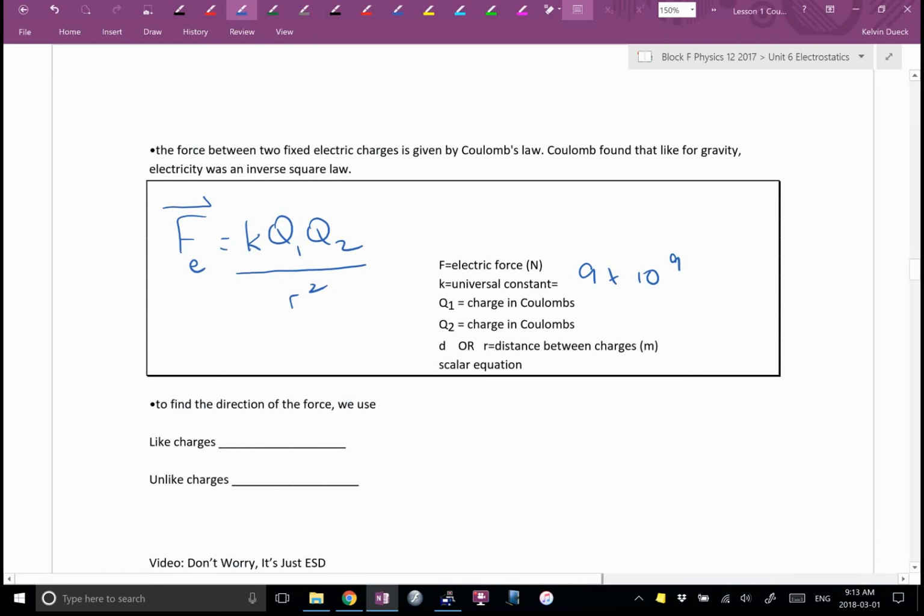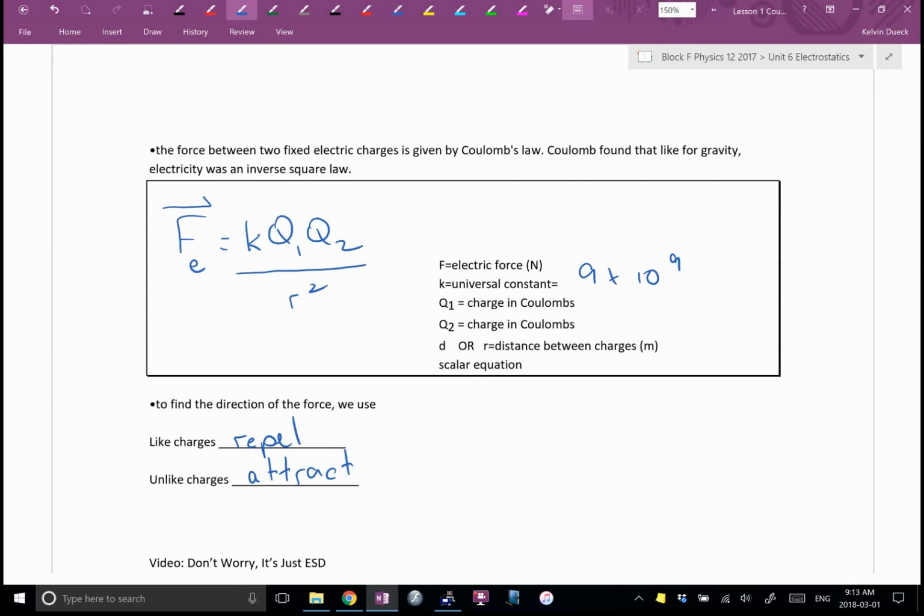q1 is the first charge in coulombs. q2 is the second charge in coulombs. To find the direction of the force, however, we use like charges and unlike charges. By the way, this is not the formula on your formula sheet. What did I add on your formula sheet? Find it. What do you notice is different?